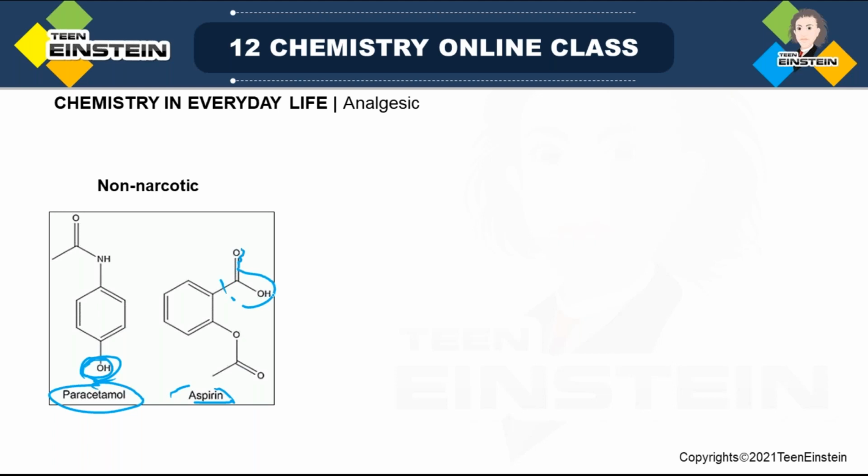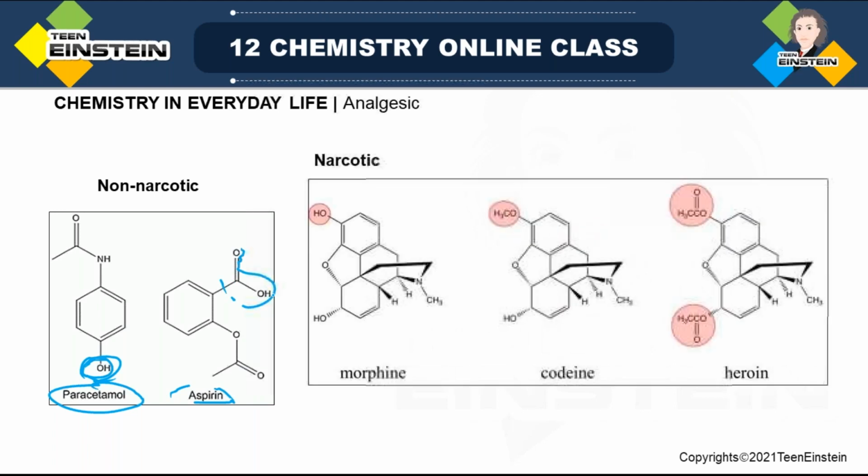Now we will see the examples of narcotic. Morphine, codeine, heroin. If you look at these three molecules, their basic structure is basically the same. Fine. But what is the difference? The difference you can find only in the highlighted part. So when it is morphine, it has only OH in this position. When it is codeine, now OH is OCH3. Otherwise, there is no difference.